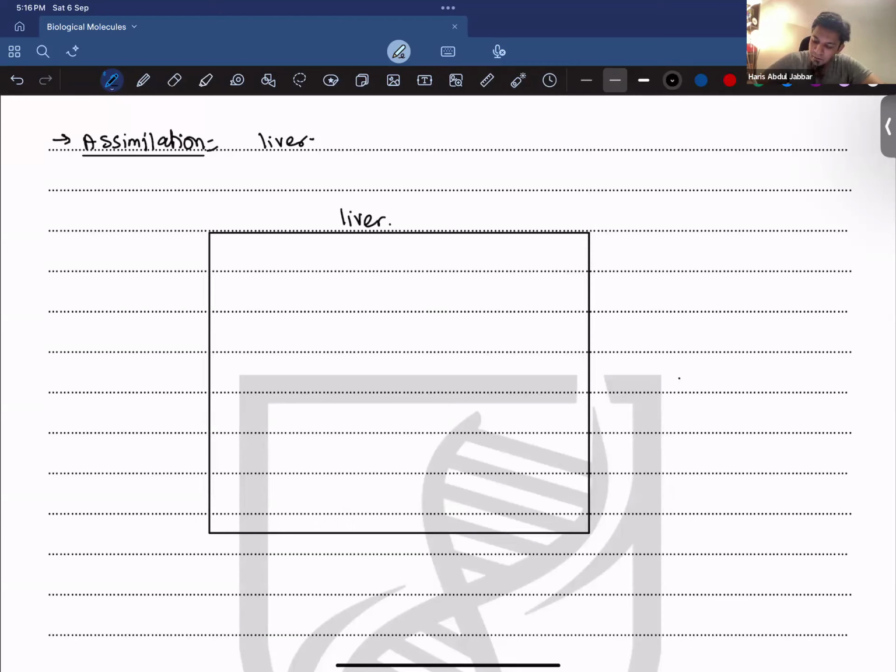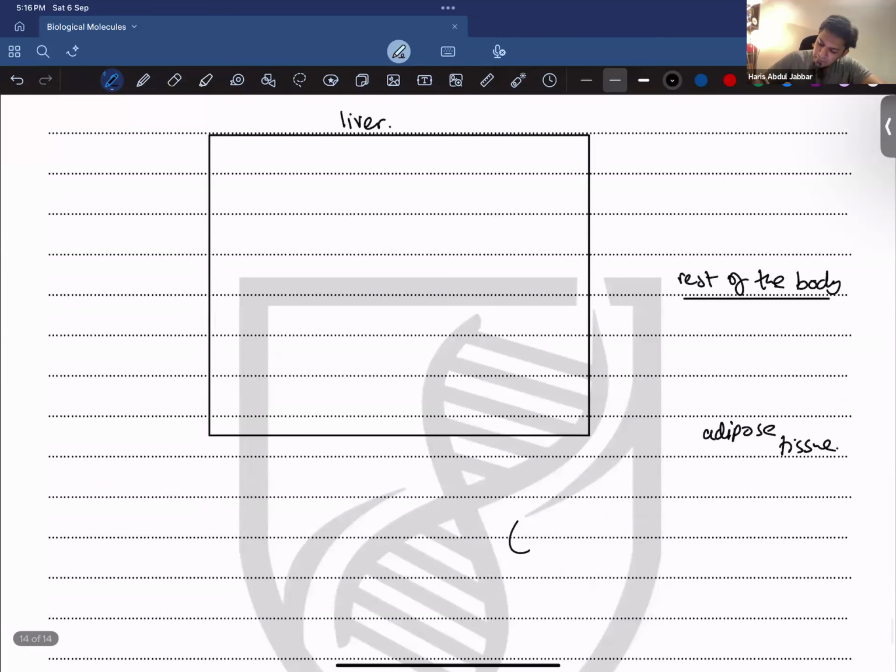Besides this, we can have the rest of the body, right? And we can have the adipose tissue separately. Okay. And here I'm also drawing a kidney, right? So I'm drawing all of this. We'll get to know this in a minute.